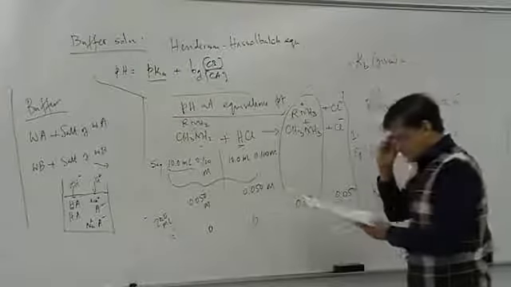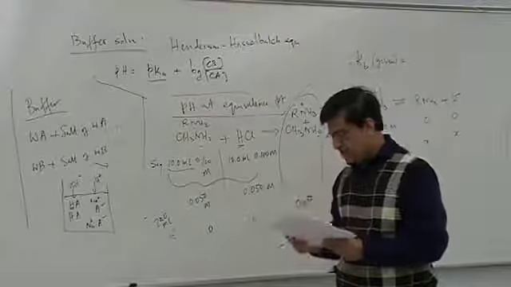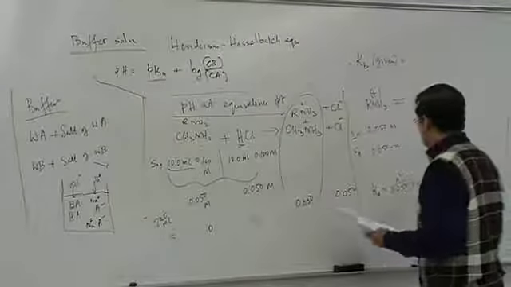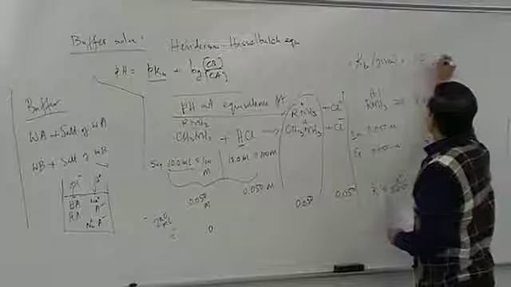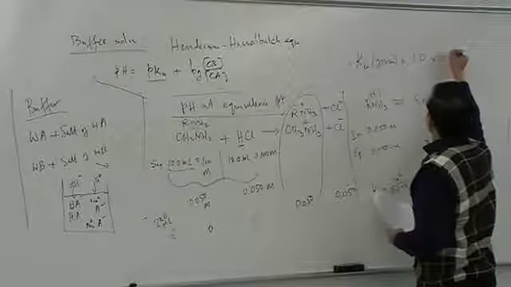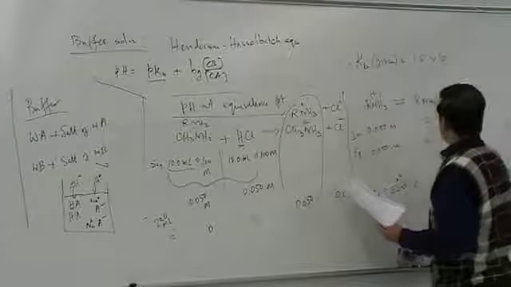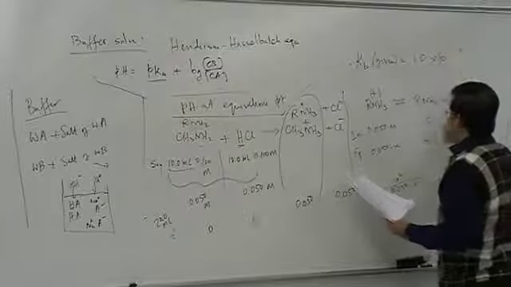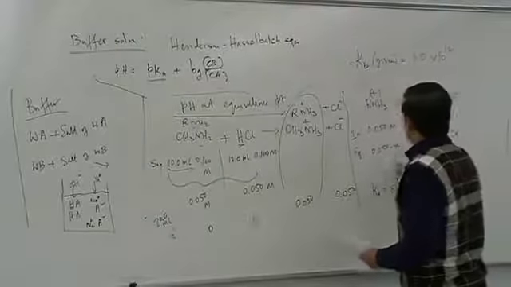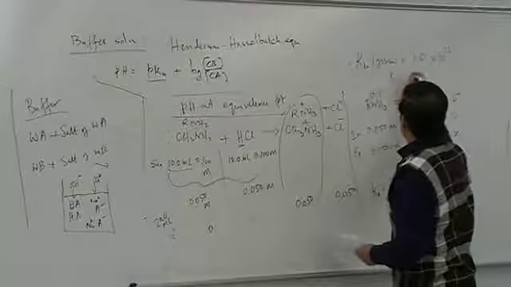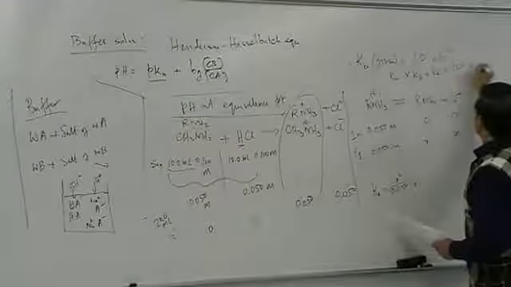Now, I'm going to assume a number here because I don't have the exact value from the book. So I'm going to assume that, say, the Kb value is, normally these are small values, 1.0 times 10 to the negative 14, or negative 12. Now, how do I get the Ka value? Ka times Kb equals Kw, which is 1.0 times 10 to the negative 14.